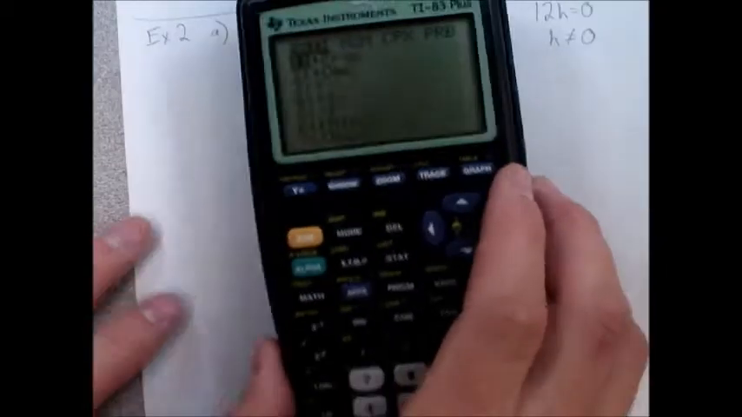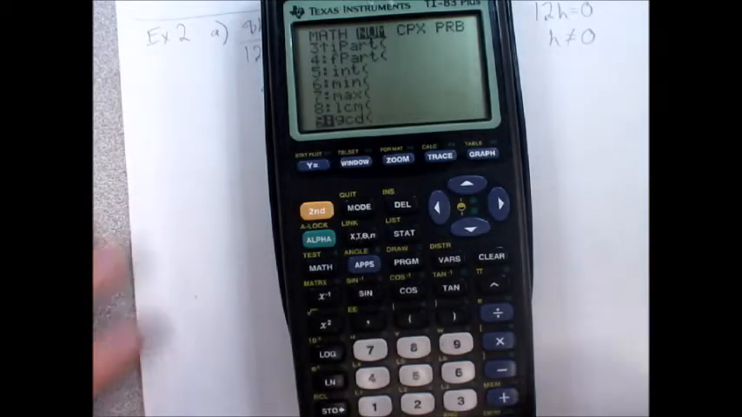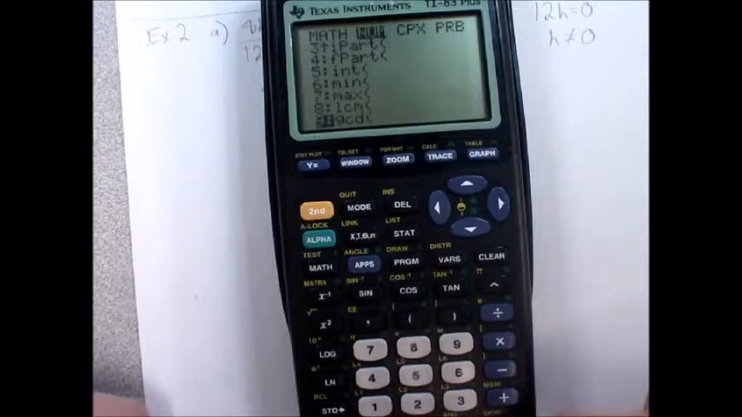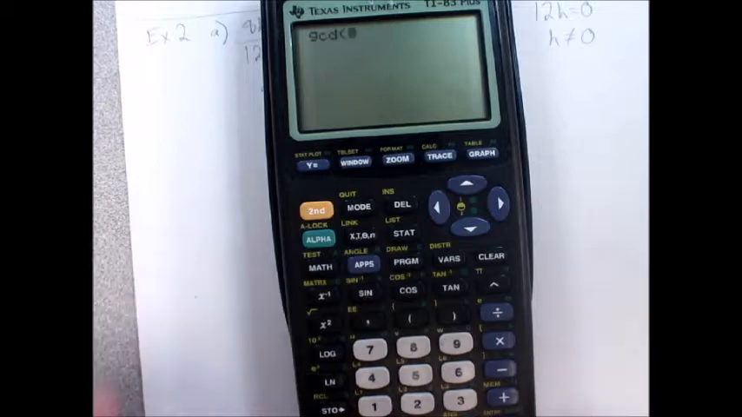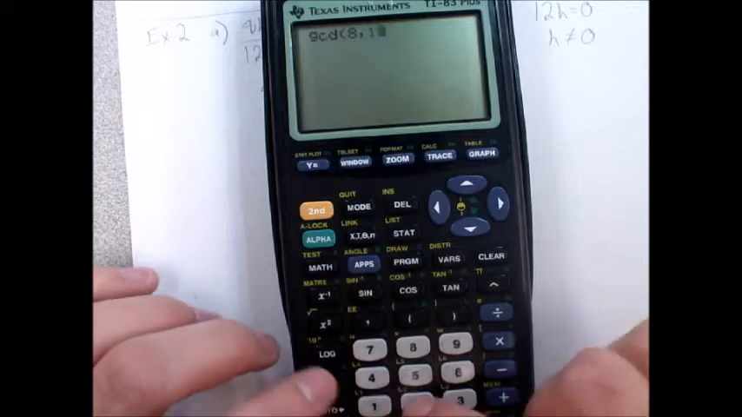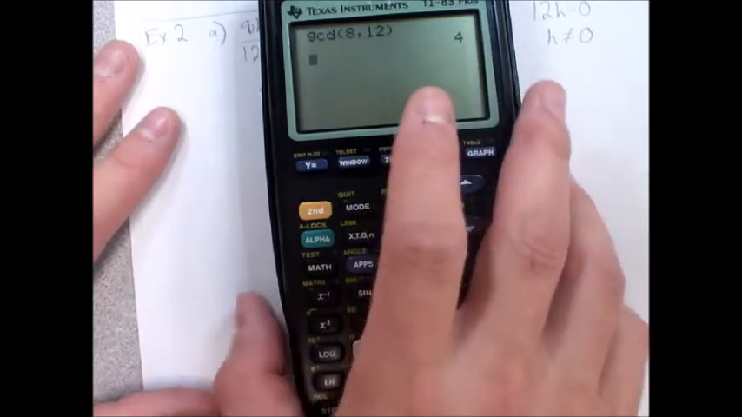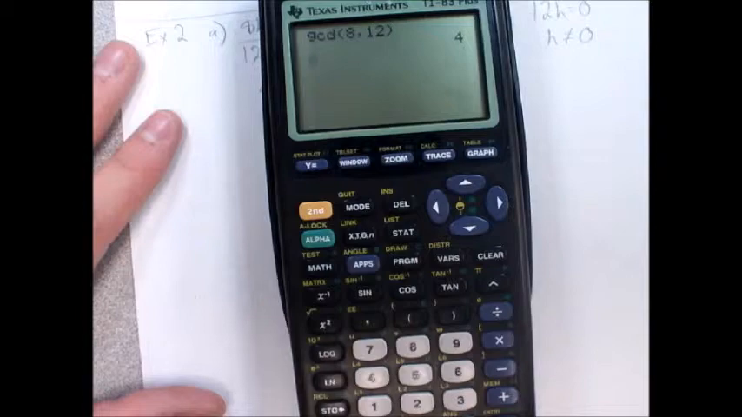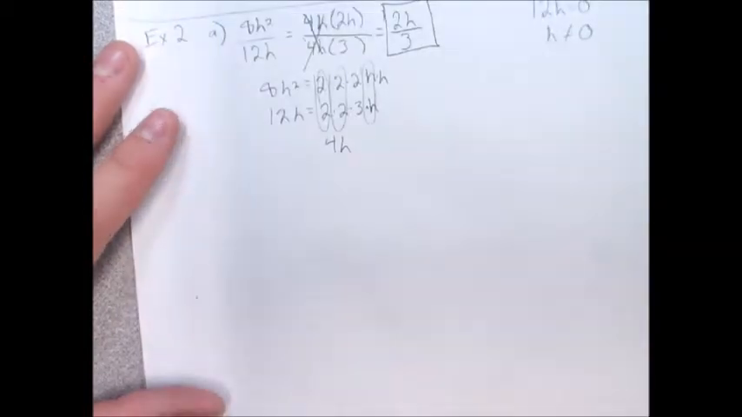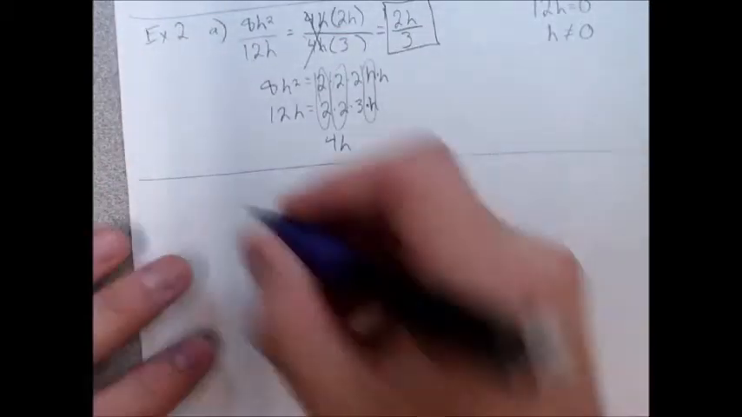Okay, once you get into that math number, it's near the bottom, number 9 on my calculator at least. You're going to type in GCD, greatest common denominator, which is the same thing as the greatest common factor. So the greatest common denominator of 8 and 12, so 8 comma 12, close that parenthesis, enter. You can only do 2 numbers at a time. But anyways, it gives you the number, it's 4. So if you get larger numbers and you want to know the greatest common factor, do that with them. Okay? Any questions on that piece?